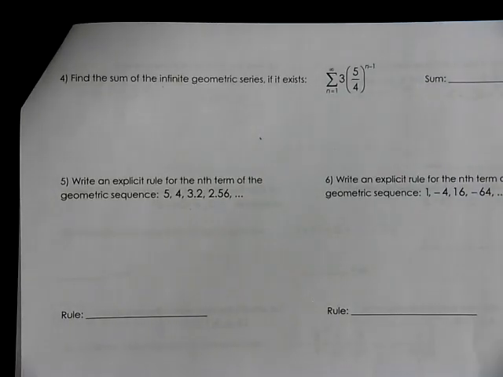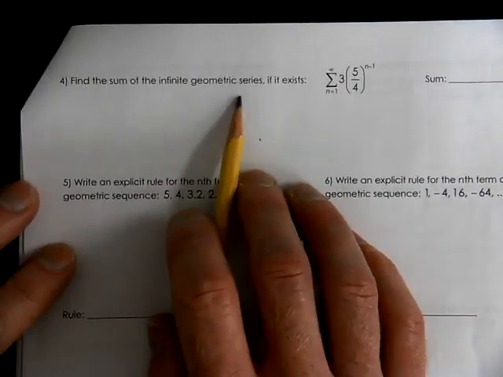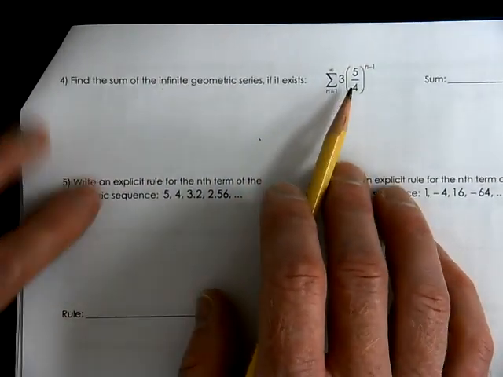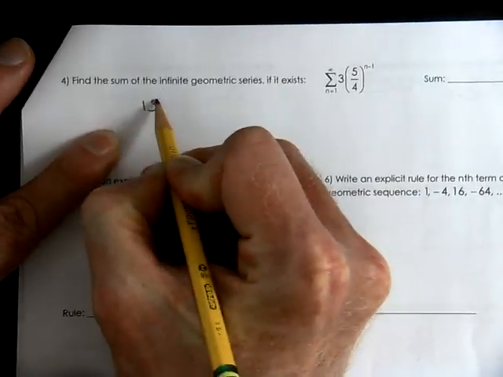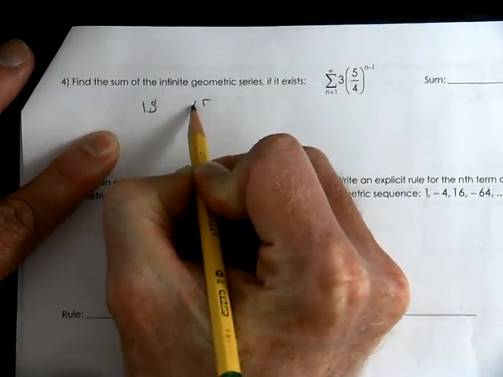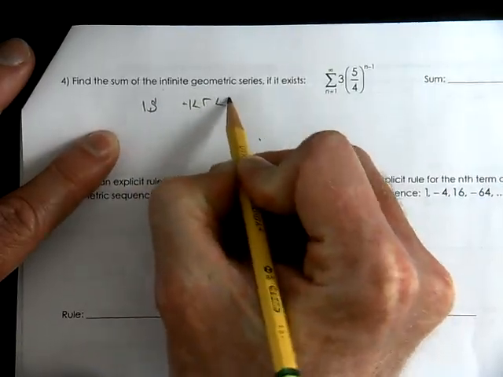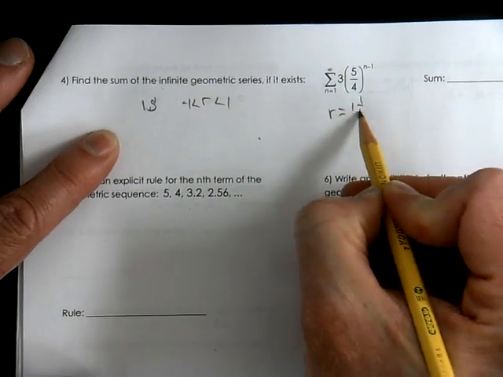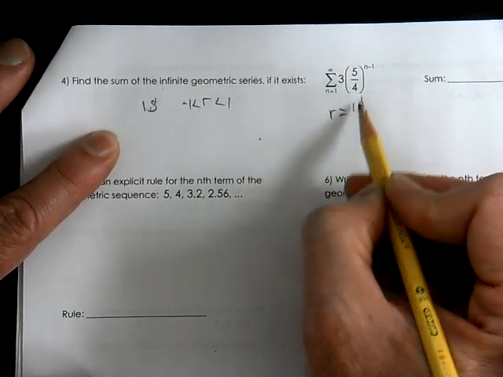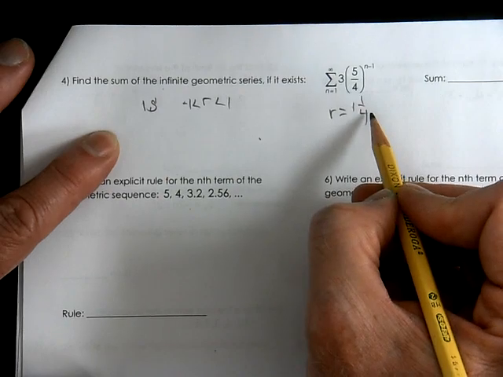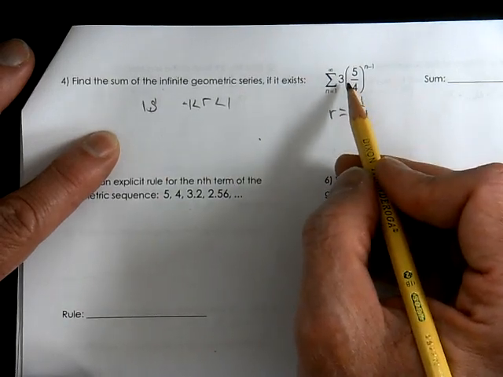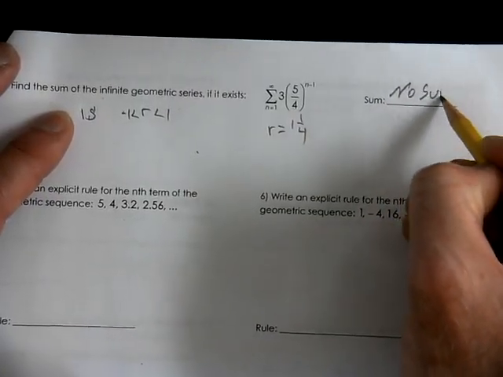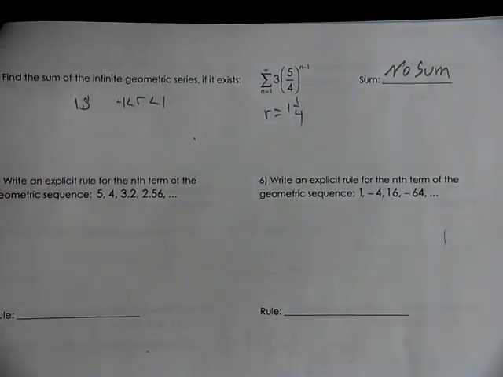All right, here's another infinite geometric series. What is the sum? Is R greater than -1 and less than 1? This R value is 1 1/4. 5/4 is 1 1/4. This is bigger than 1. So this increases forever. So you cannot do a sum. No sum. The R is too big.